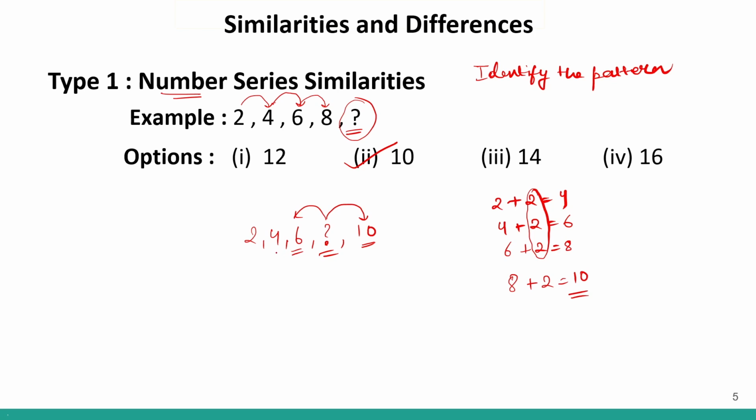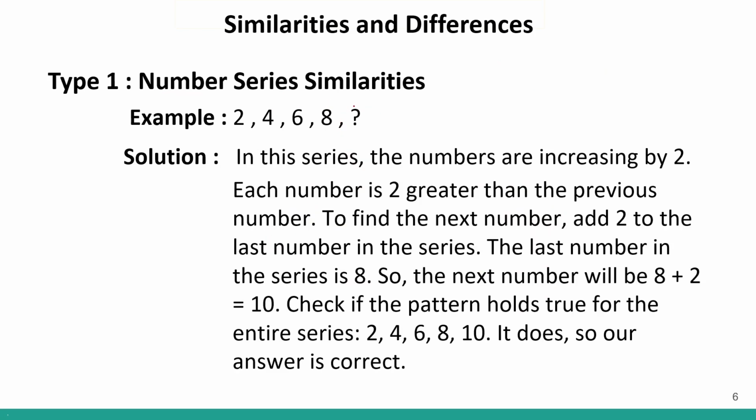Now, the next type of question. Over here you can look at the solution. So in this series, the numbers are increasing by 2. Each number is 2 greater than the previous number, like we followed. So plus 2, plus 2, plus 2 and plus 2.